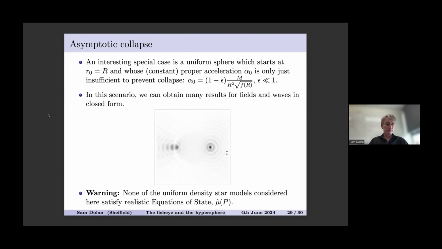I'll just conclude with one word of warning from a physical perspective. None of the models that I've been describing here satisfy realistic equations of state, possibly excluding Oppenheimer-Snyder, where we assume that the pressure is just 0 everywhere. But none of these models arise from equations of state. So there's something in that sense non-physical about them, but they're still interesting to many people.